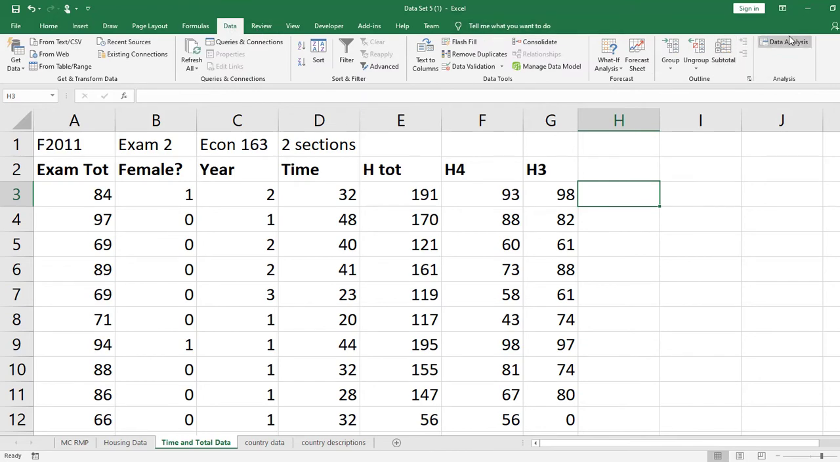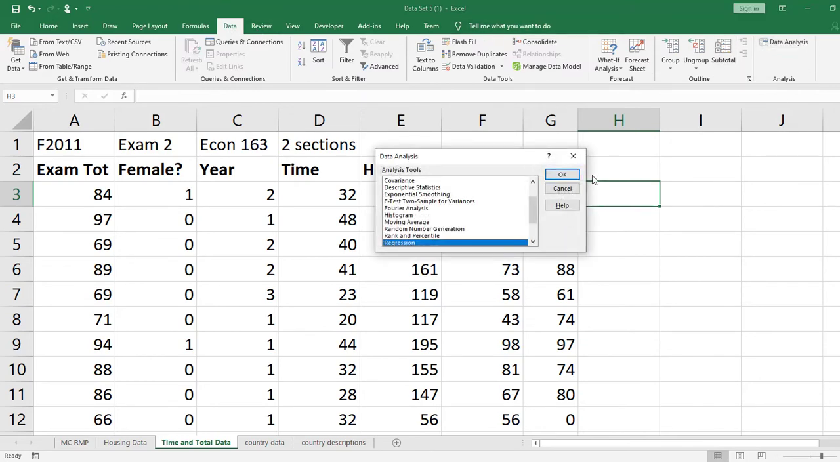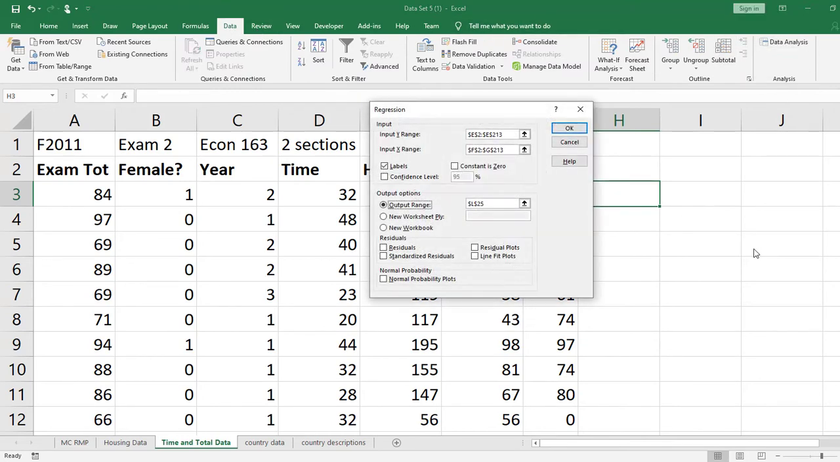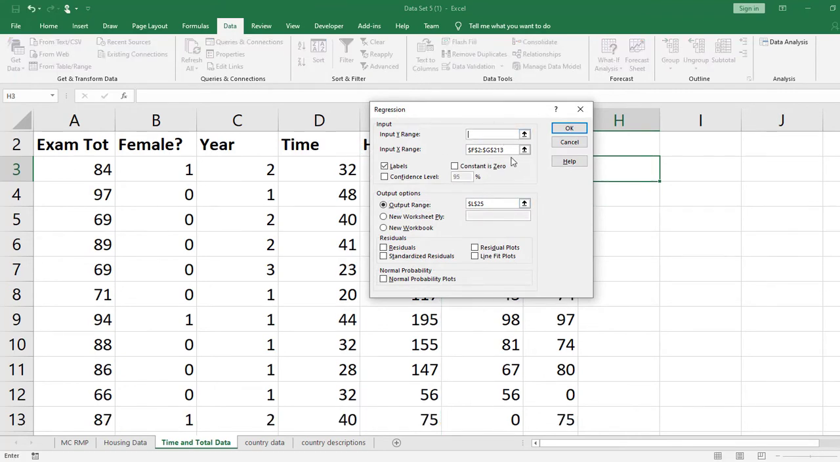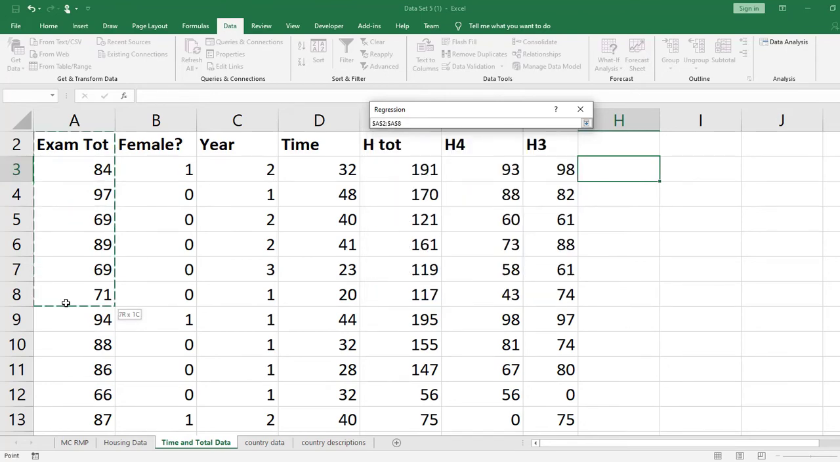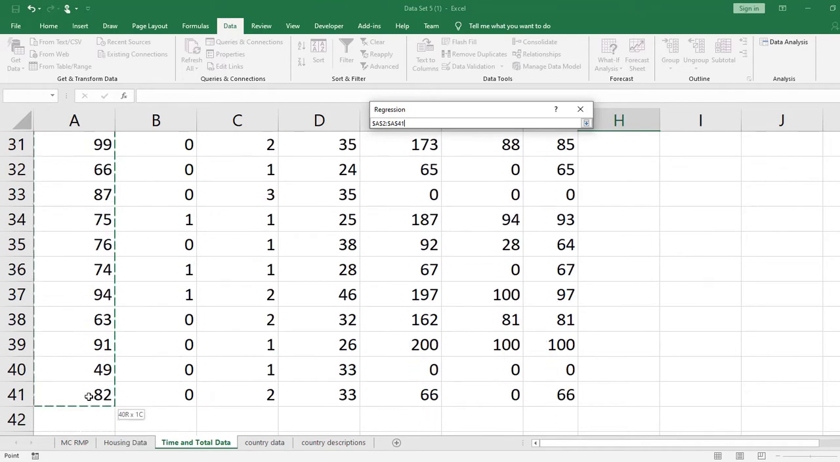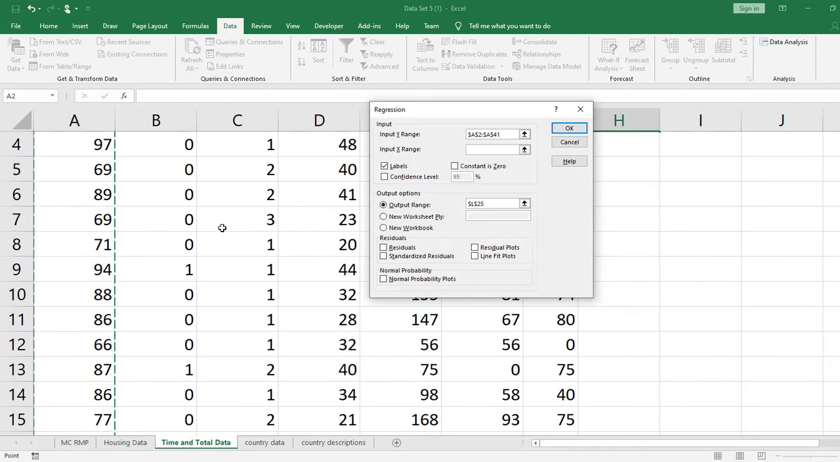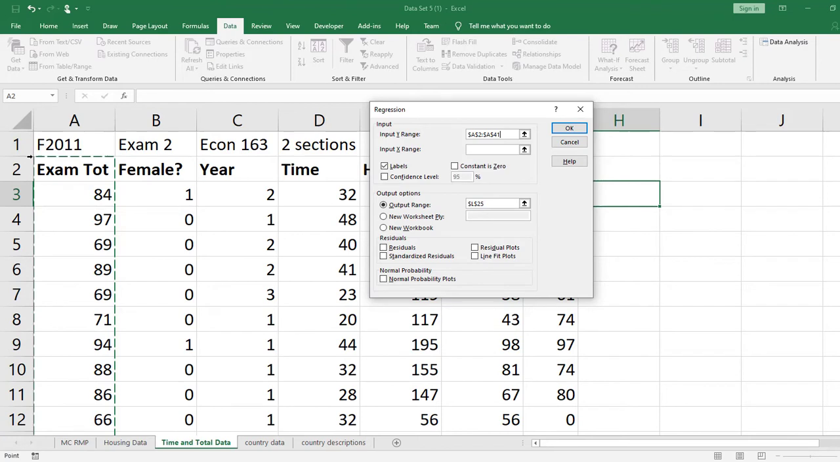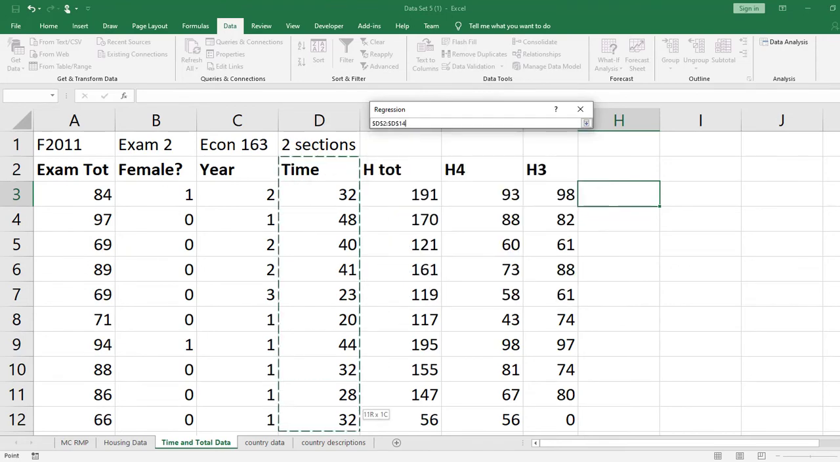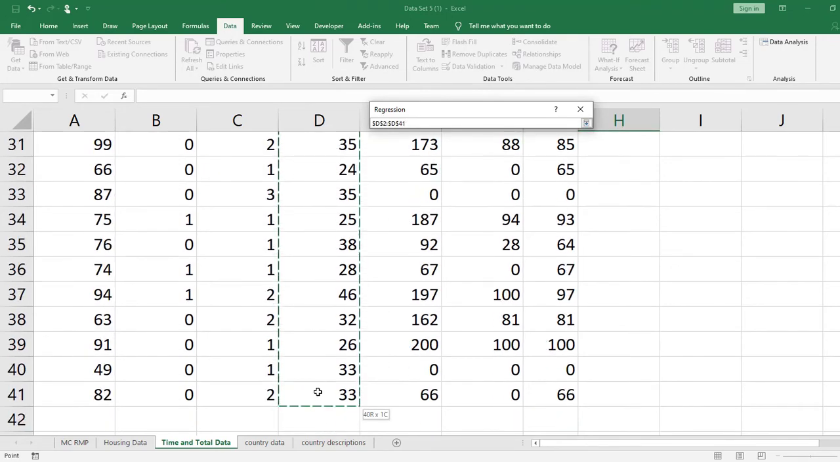Data. Data analysis. Regression. Let's just do a very straightforward one. So we're going to have for our Y, it looks like I have 39 observations. Note this starts in 2 because I put in some information here about what it was. Yeah, because I have 2 and so forth. And then here's time, how long they spent. That's, of course, what I'm using to predict.